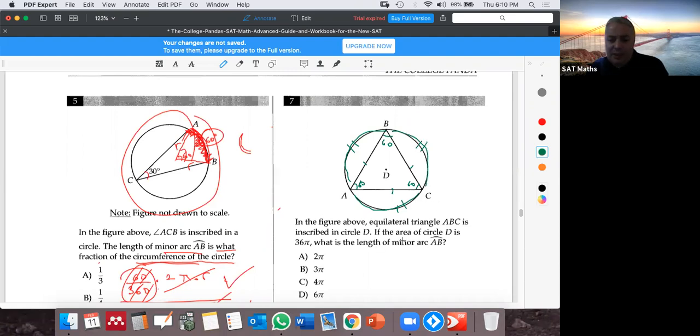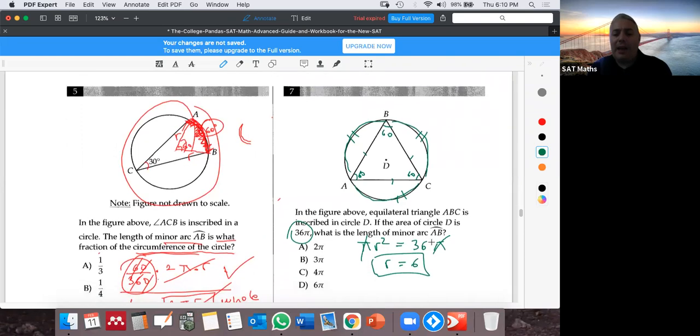Now, what is the question? If the area of the circle is 36 pi, area is pi r squared, 36 pi. It means that r is 6. Good. What is the question? What is the length of the minor arc AB?